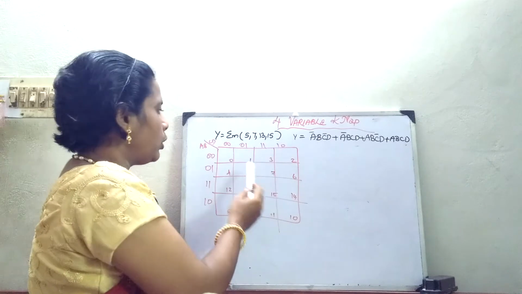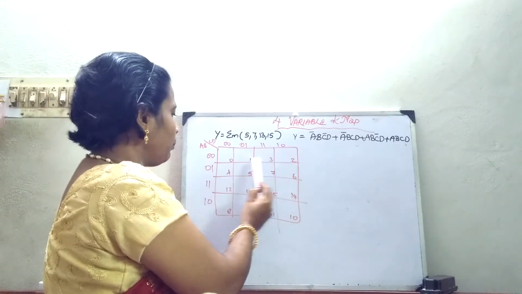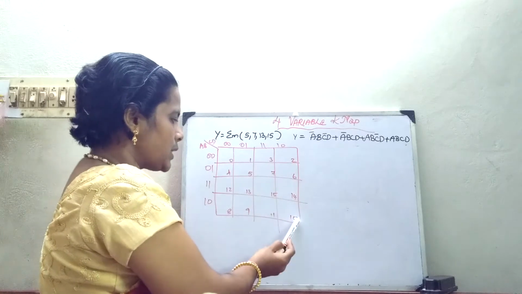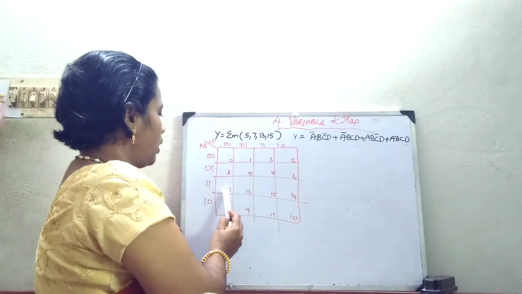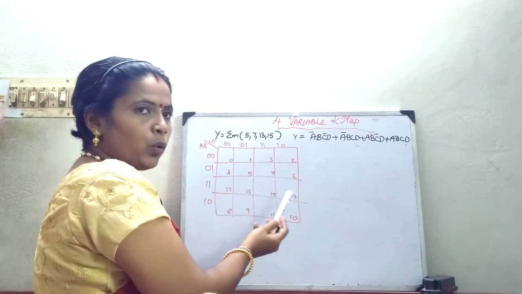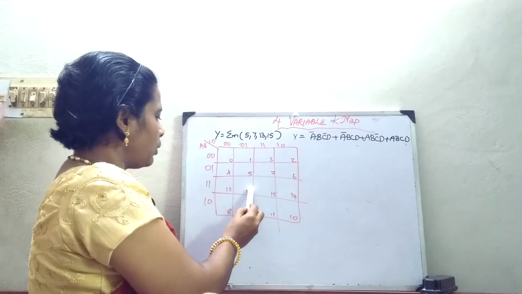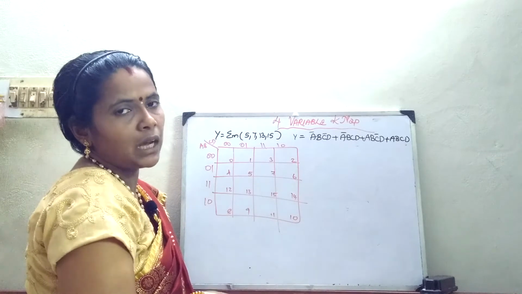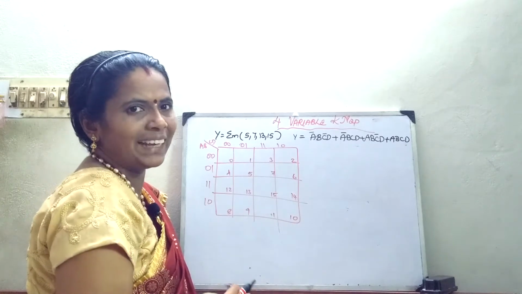In a shorter way to remember, 0, 1, 2, 3, 4, 5, 6, 7, 8, 9, 10, 11. Then you have to come down: 12, 13, 14, 15. If you want, you can check any cell also. Suppose 13 means 1 1 0 1. It is correct. Now we will see how to simplify for a 4 variable K-map.